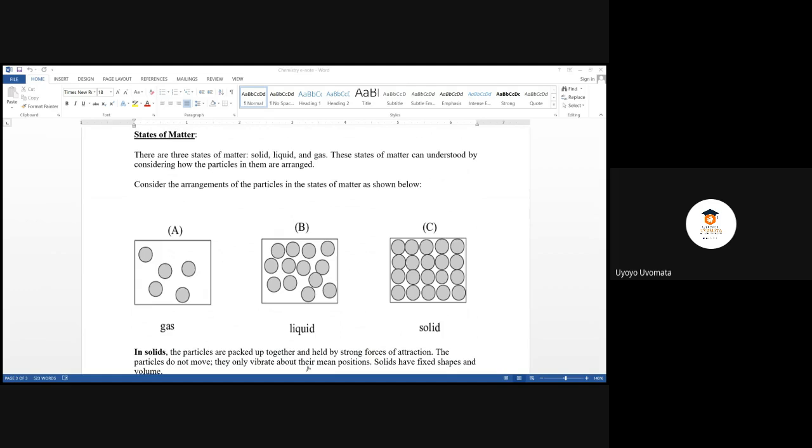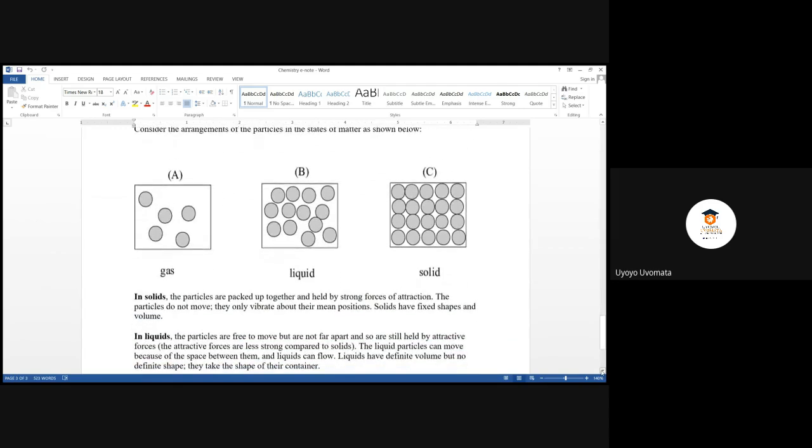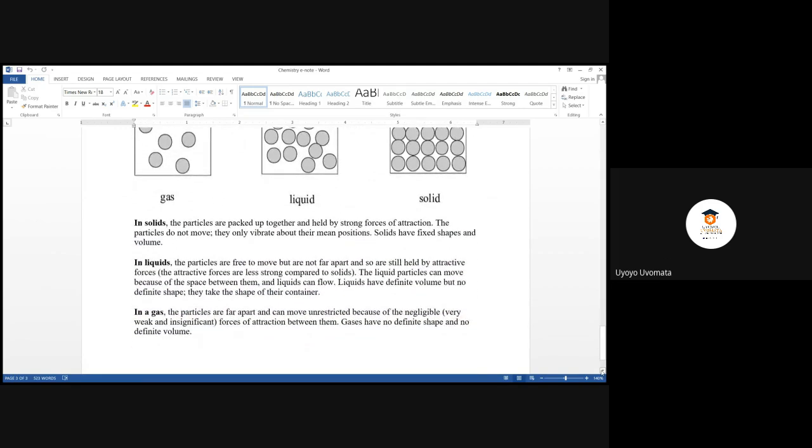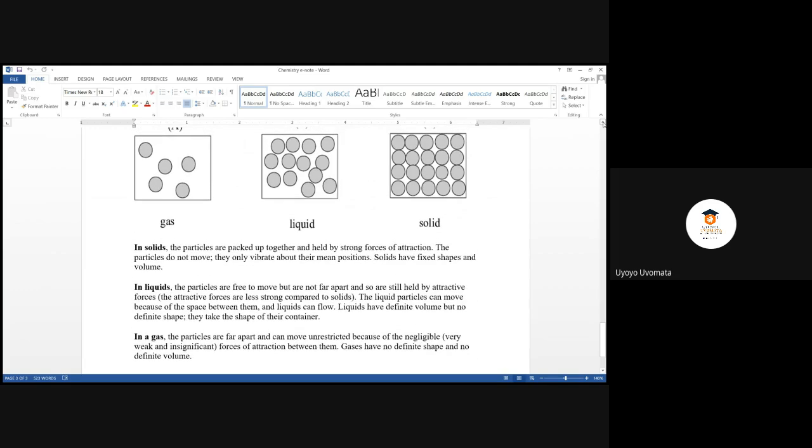This arrangement is what differentiates a solid substance from a liquid substance from a gaseous substance in terms of particle arrangement. Now, let's consider some of the things we get to see by the way the particles in these substances are arranged together. In solids, the particles are packed up together. When we say they are packed up, it tells us that the space between them is very small.